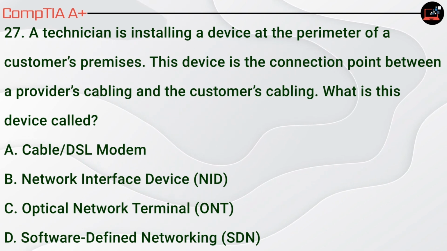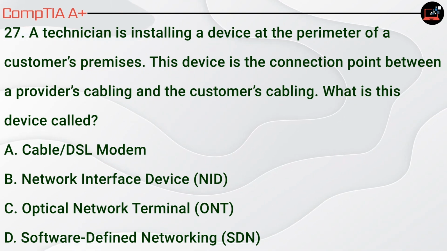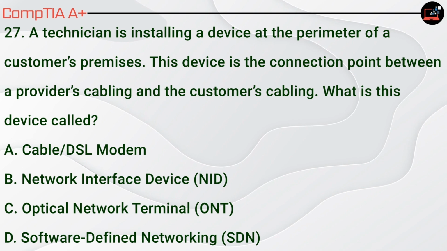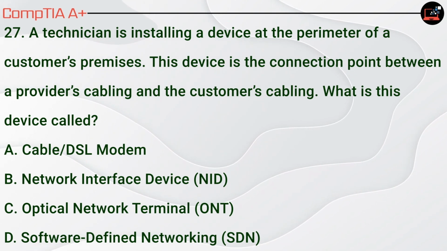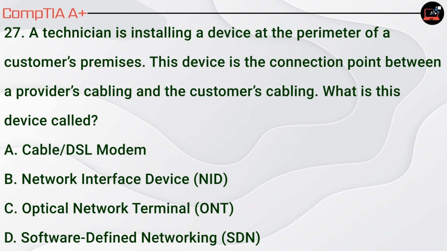27. A technician is installing a device at the perimeter of a customer's premises. This device is the connection point between a provider's cabling and the customer's cabling. What is this device called? A. Cable DSL modem. B. Network interface device, NID. C. Optical network terminal, ONT. D. Software defined networking, SDN.